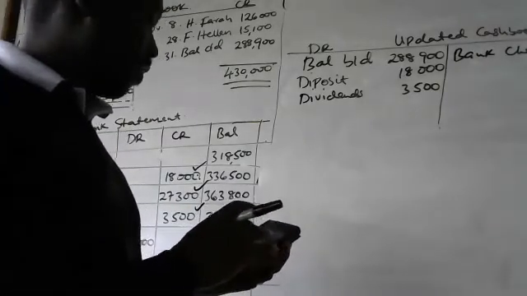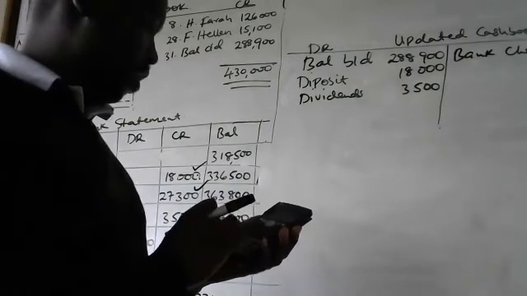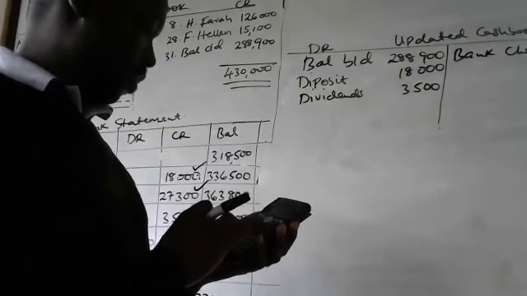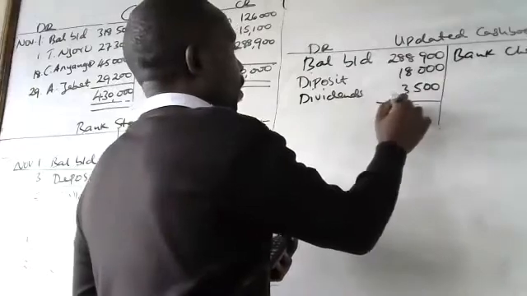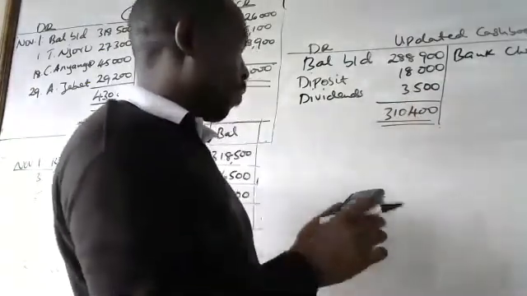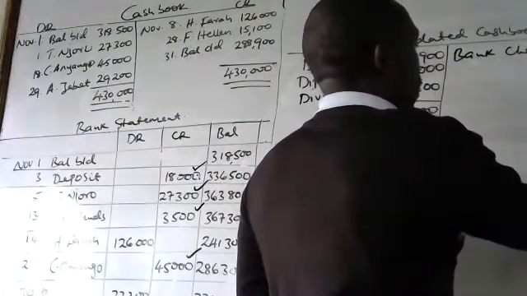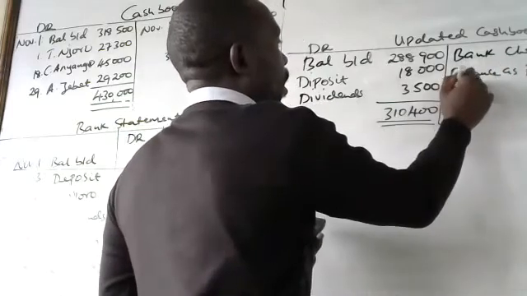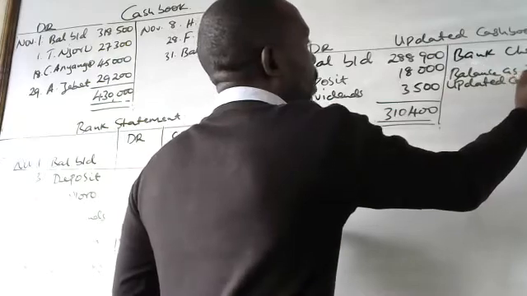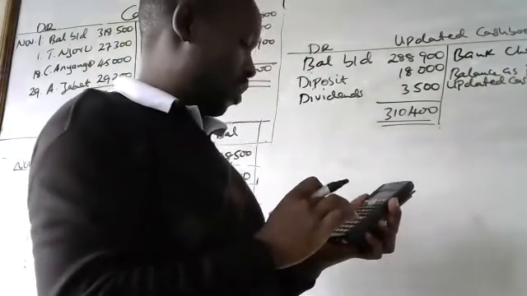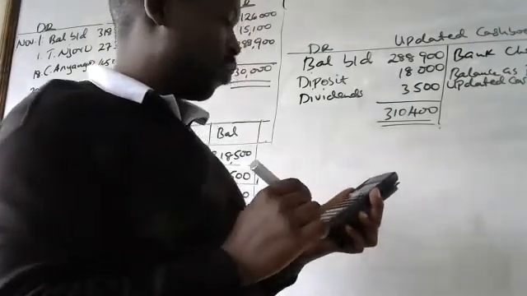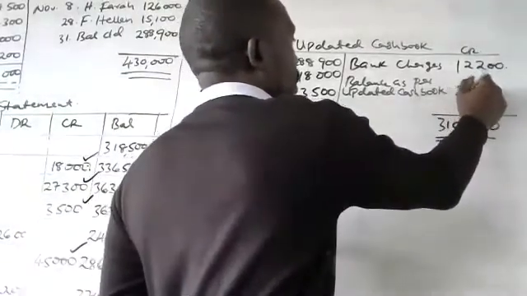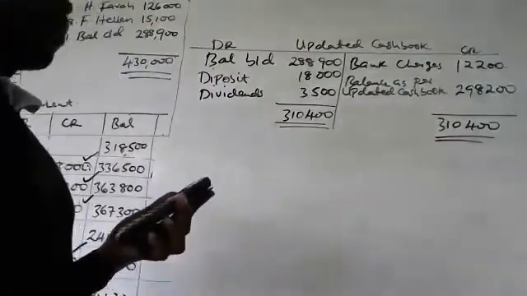So on the debit side, we have 288. You get a total of 10. If you minus this, you're supposed to have actually 10,400 also there. So the balance as per updated cash book is 298,200. It is captured as 298. So that it can give us that.